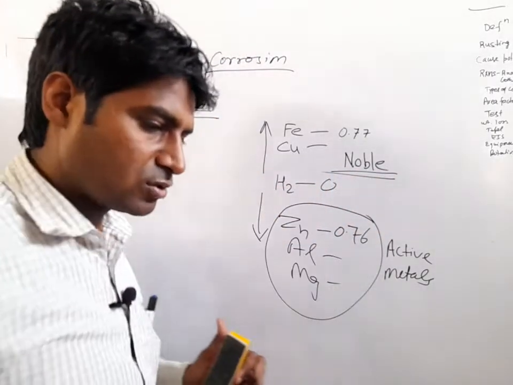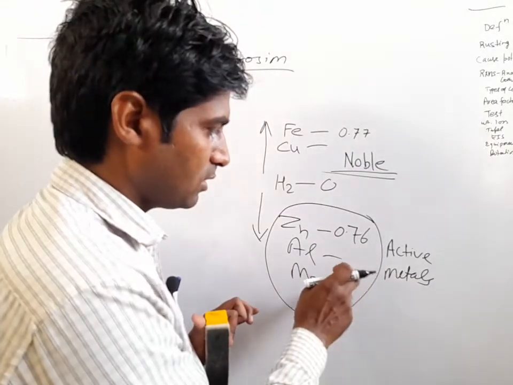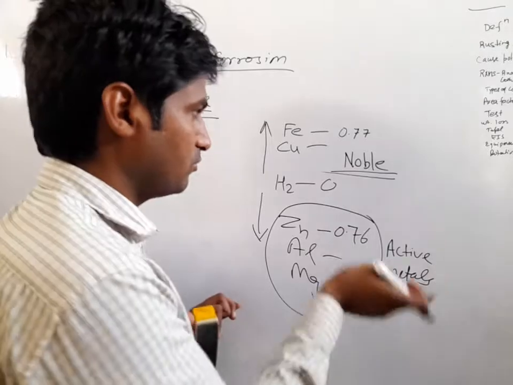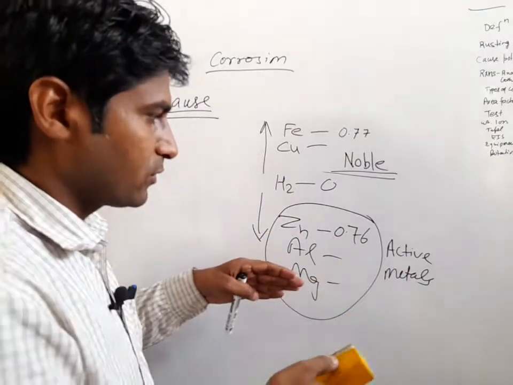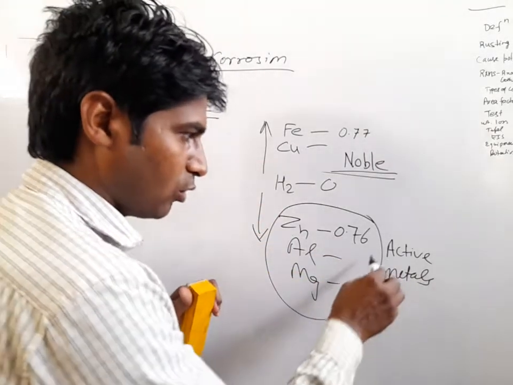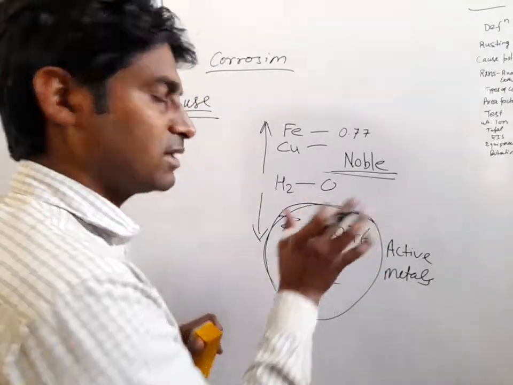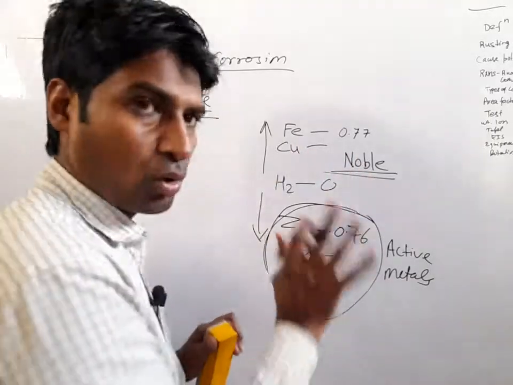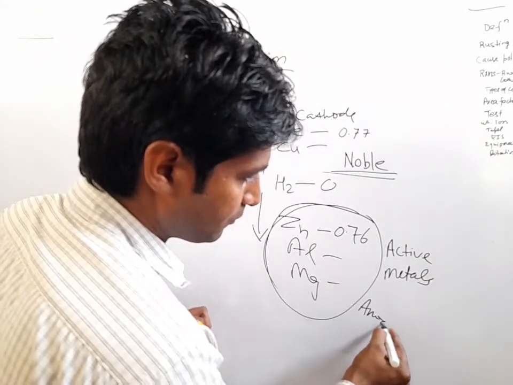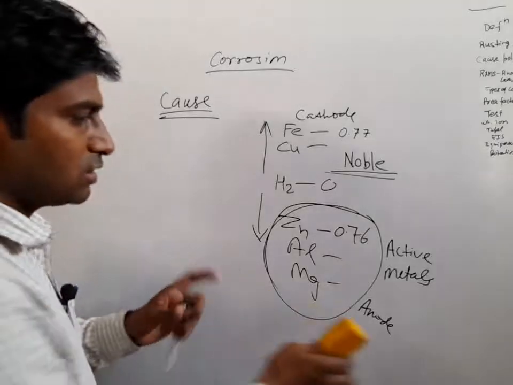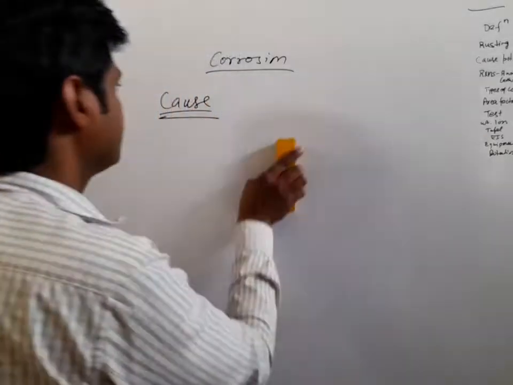So when there is corrosion, most of the time the active metals will corrode first before the noble metal. There will be a reaction. The metal which is more active is called the anode, and the material which is less active or noble is called the cathode. So this is about the potential difference. This is the main reason for corrosion to occur.